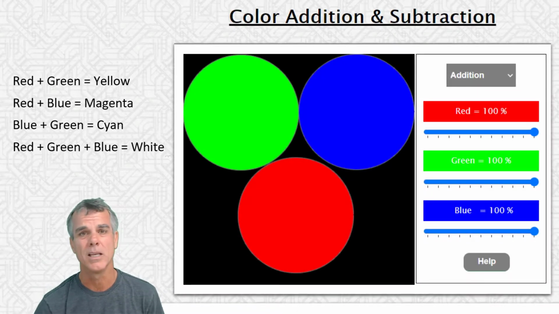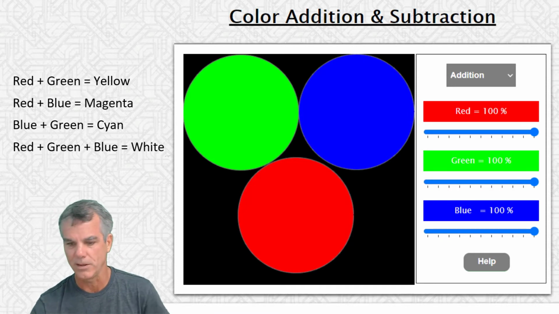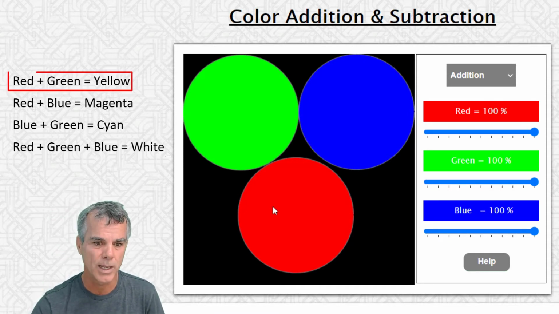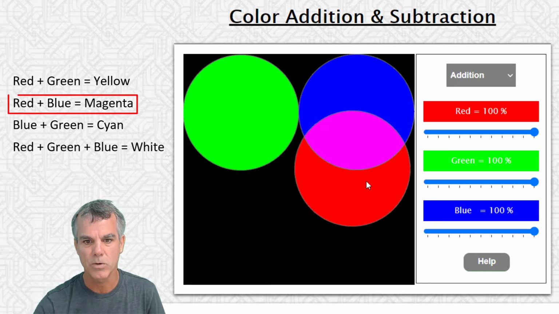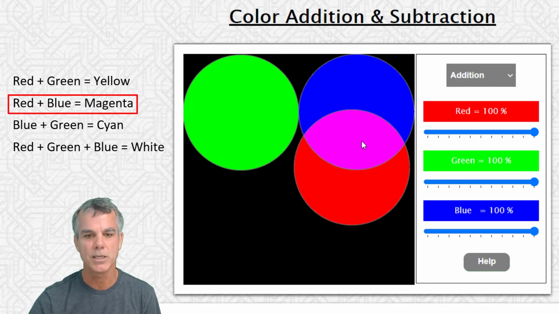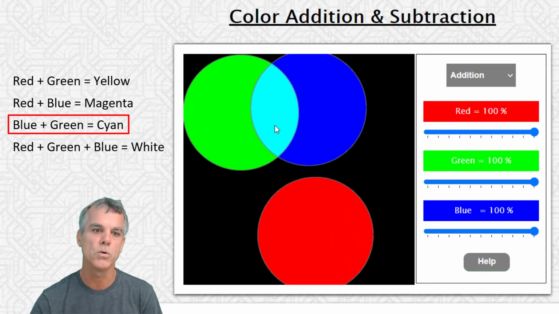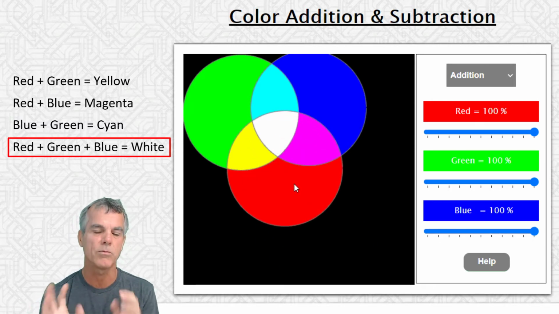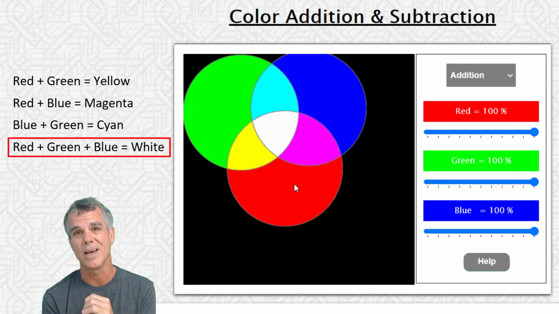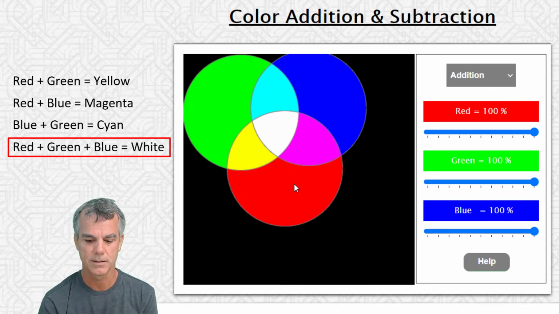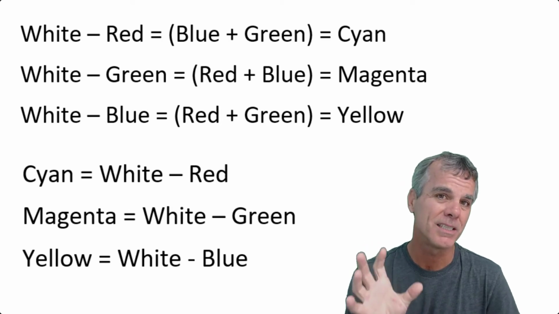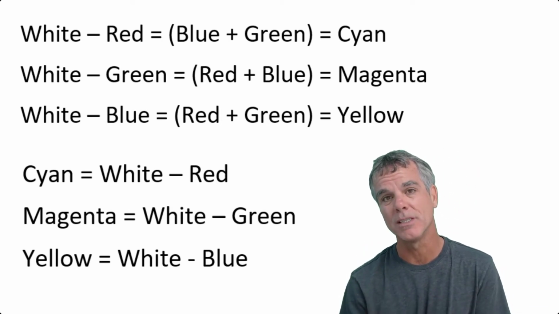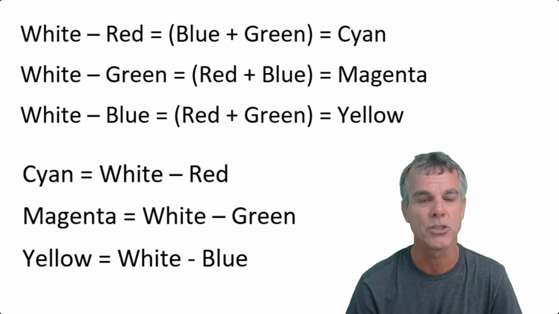So in summary, when adding colored lights together, if I have equal amounts of red plus green, that produces yellow. Equal amounts of red plus blue produces magenta. Equal amounts of blue plus green is cyan. And then finally, equal amounts of red plus green plus blue added together equals white. Well, now that we understand the rules for color addition, let's look at them a slightly different way that'll help us in our understanding of color subtraction.